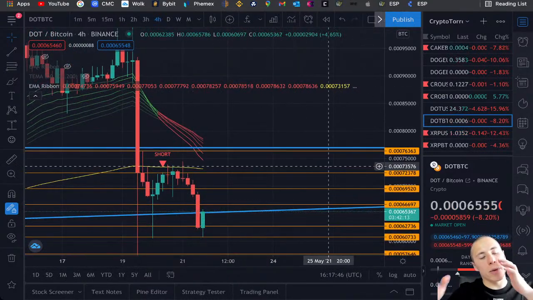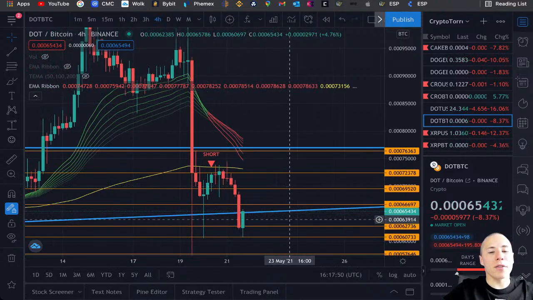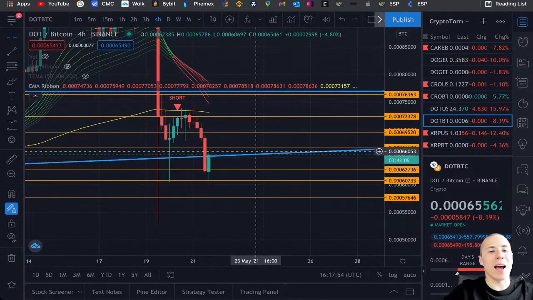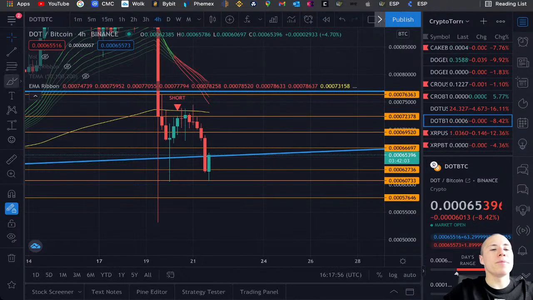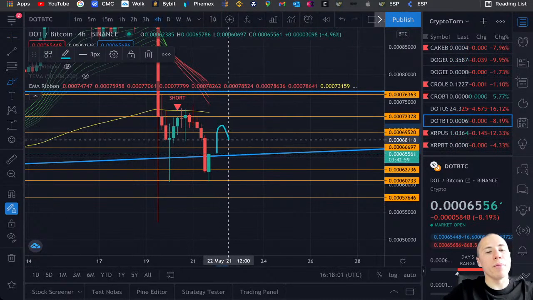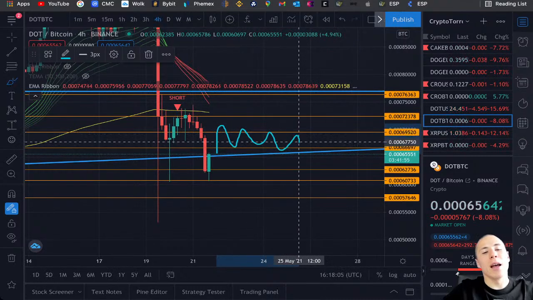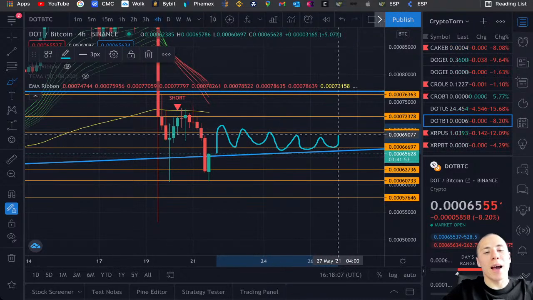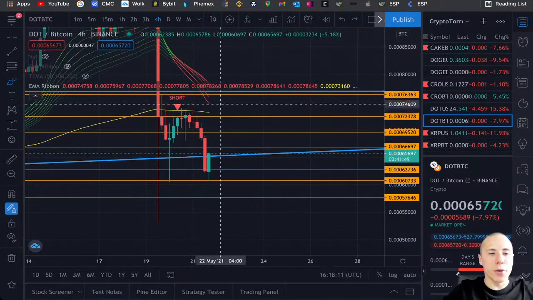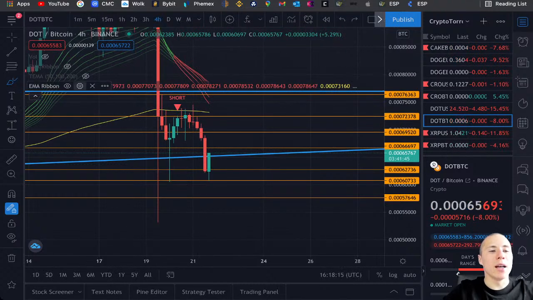So I think that would be very nice if we could see Polkadot head back up above this upward sloping resistance right now, find support on top of it, and after that even finding enough strength to maybe consolidate above this upward sloping support, and eventually going through the EMA ribbon and finding support on top of the EMA ribbon as well.